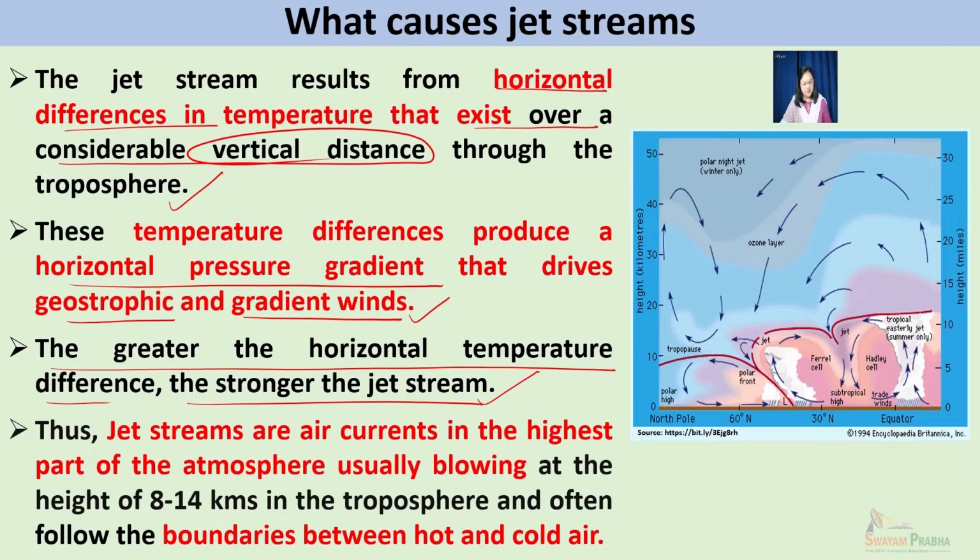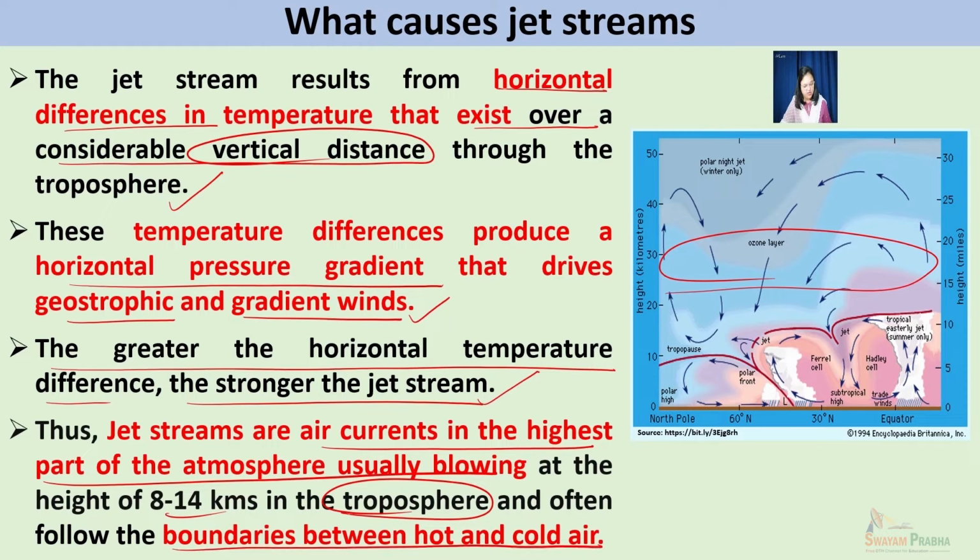Thus, the jet streams are air currents in the highest part of the atmosphere, usually blowing at the height of 8 to 14 kilometers above the Earth's surface, primarily in the tropospheric region, often following the boundaries between the hot and cold air along the latitudinal zones.